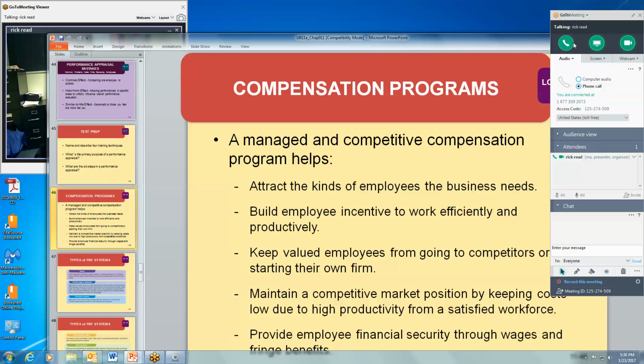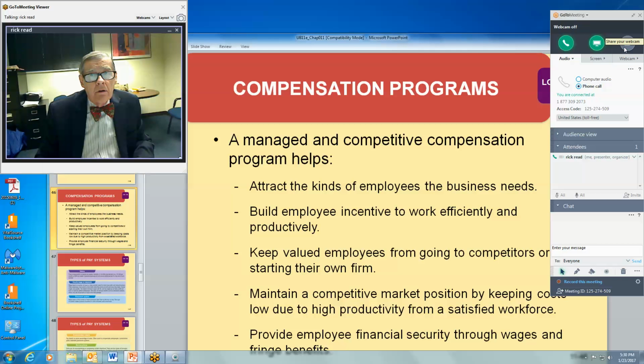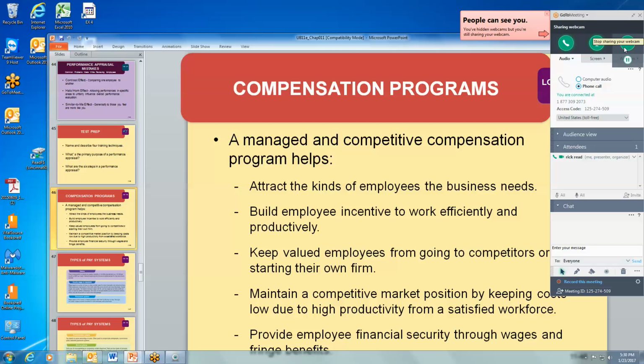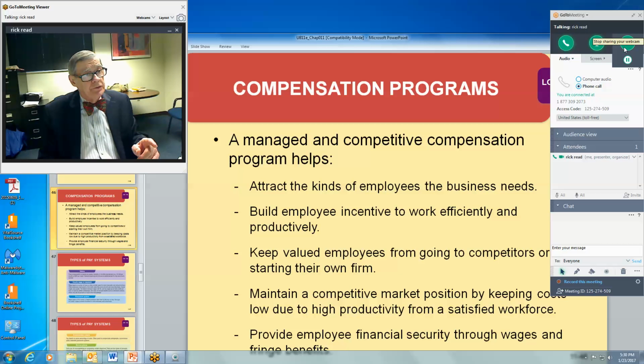Compensation programs. Compensation programs are set up to attract the type of employees you want and to retain the employees that you need. You want them to be an incentive for them to work better, be more efficient, more effective, more productive. And notice here, you want them to help you be competitive in the marketplace.